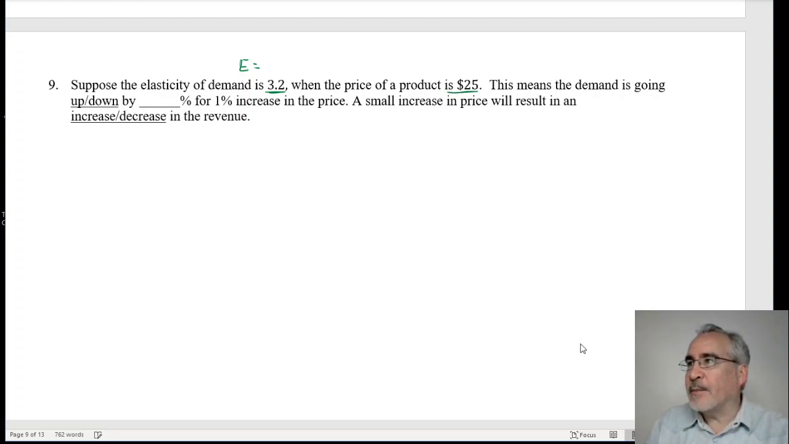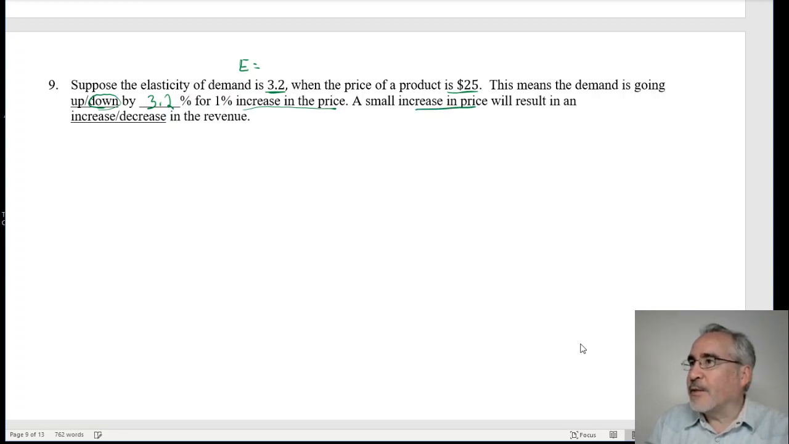What does this mean? It means the demand is going up or down by what percent for a 1% increase in price? Remember, when the price increases, demand will always go down. Again, except for maybe luxury goods, but we're not considering that. So the demand's going to go down, and by how much? By the exact value of E, 3.2%, for a 1% increase in price.